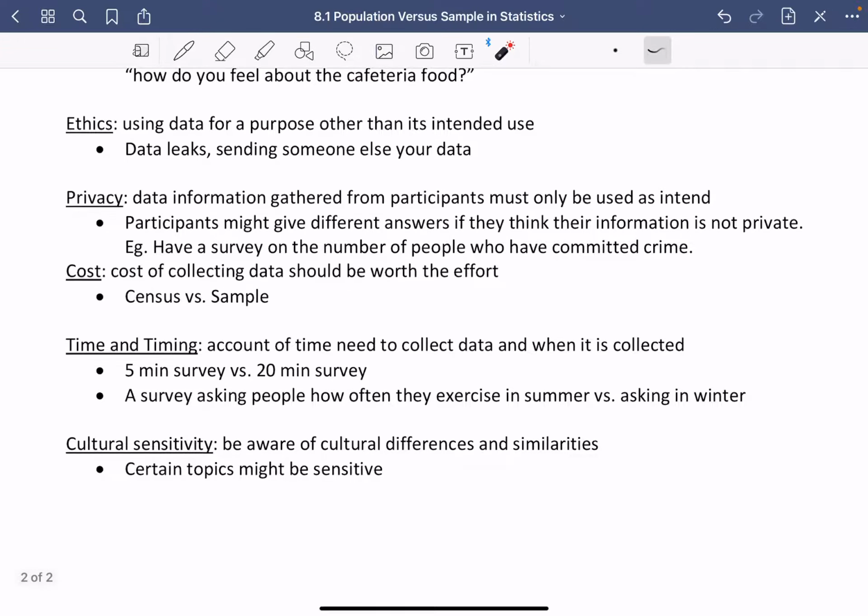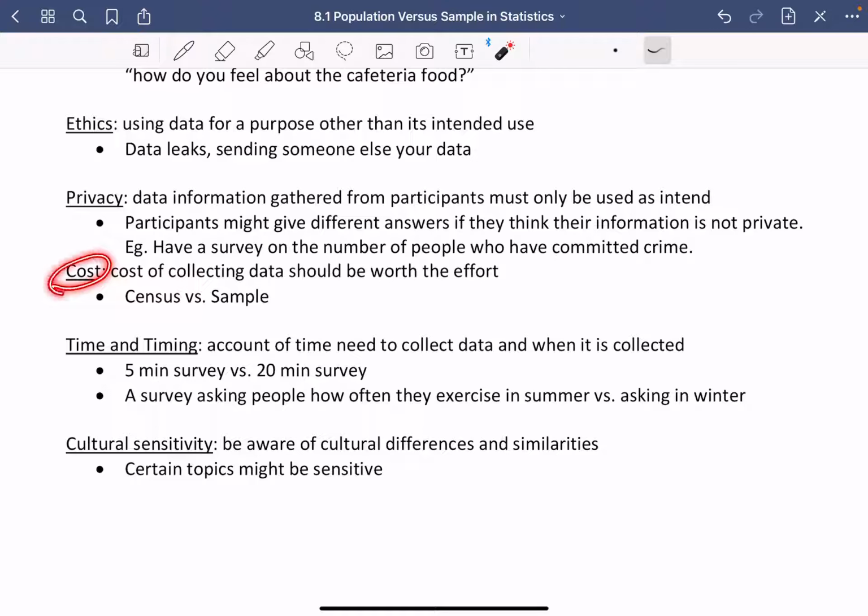Okay, privacy. Information gathered from participants must be used as intended. So participants might give different answers if they think their information is not private. Let's say, for example, having a survey on the number of people who have committed crime. Well, if they think that their information is not private, do you think they will answer that question? It's going to be very hard, right? Yeah.